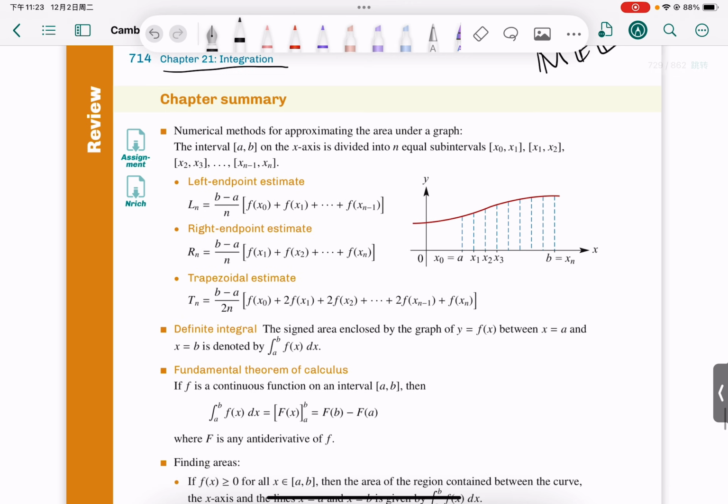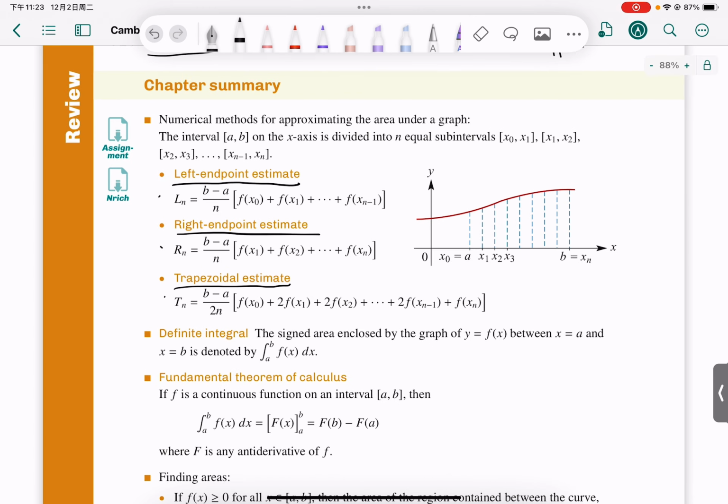So there are three ways of approximating. One is left endpoint, and right endpoint, and trapezoidal estimate. So these are the formulas for each of them. It's actually very important to know why it is called left and why it is called right.